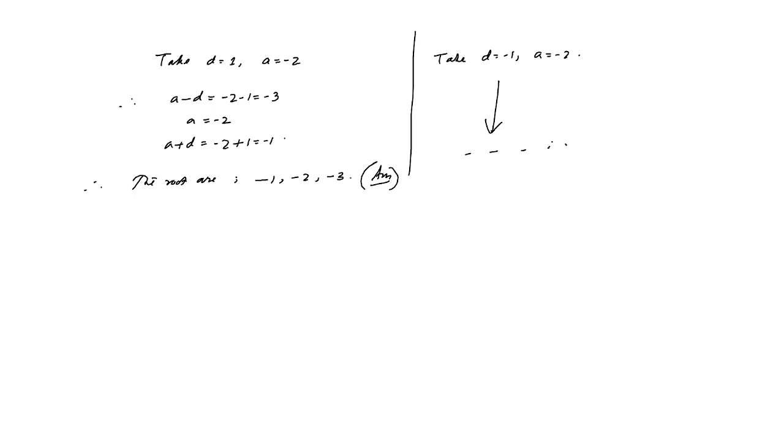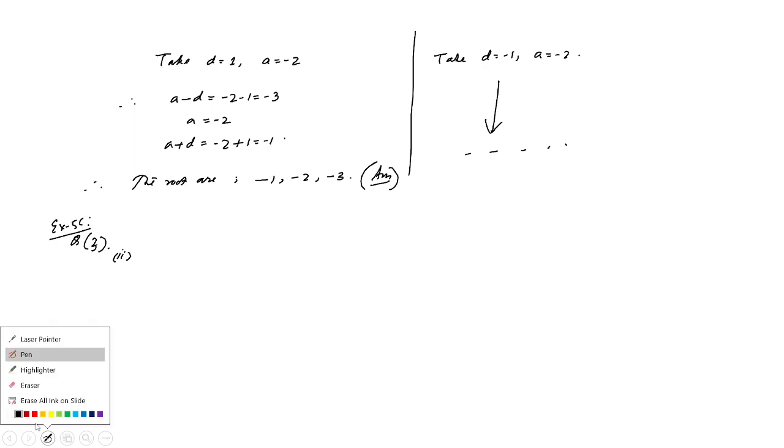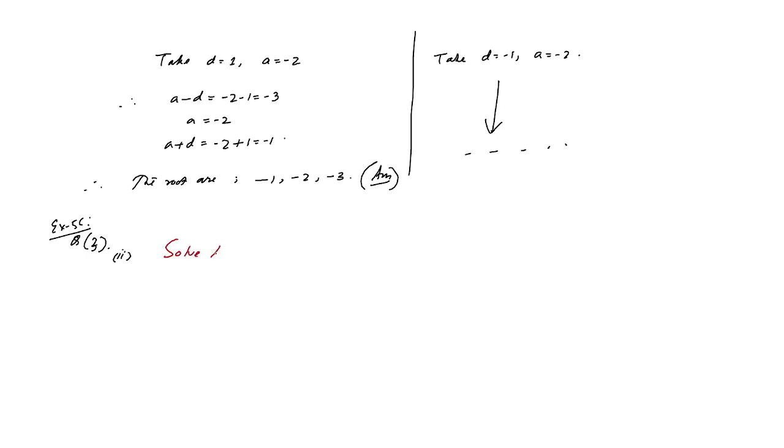Now we'll come to the next problem. Problem number 2. This is also exercise 5C. So what is the problem here? The problem is solve the equation: 4x to the power 4 minus 4x cube minus 21x square plus 11x plus 10 equals 0.